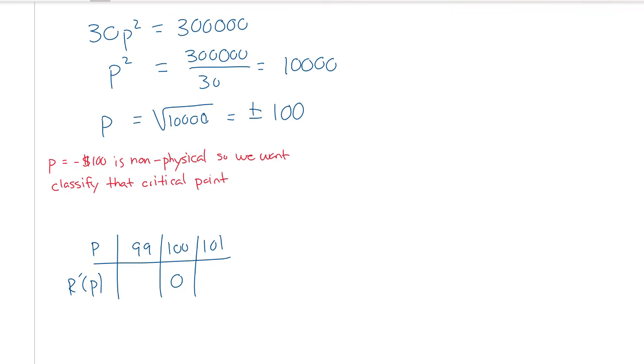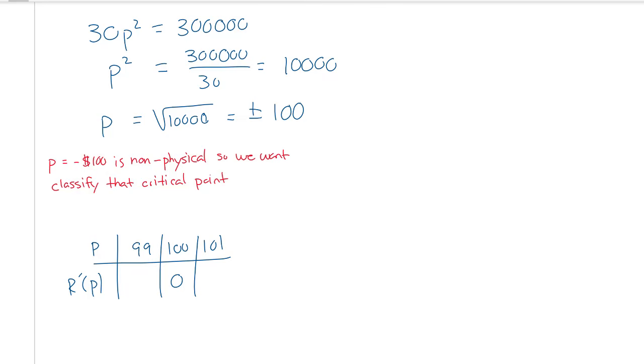Next, we make our table to classify this critical point to see if it's a maxima or minima or neither. We assume that this is going to maximize revenue. That's what we're looking for in this problem. But nonetheless, we need to check. So we make our table. We include our critical point at 100 and a test point to the left and to the right. And we plug those test points into the derivative and check the sign.